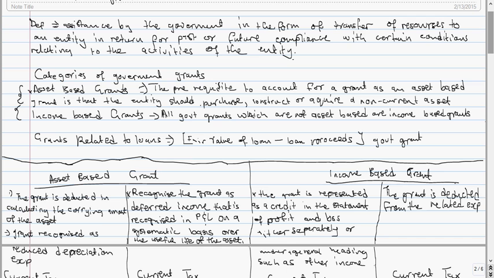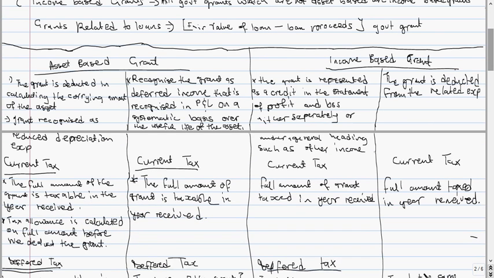And any other grant which is not an asset grant will be an income-based grant. So an asset-based grant is a grant used to acquire an asset, to construct or to purchase, any of those. And then we said a grant by definition is any assistance from the government in return for future compliance with certain conditions relating to activities of the entity. And then we said asset-based grants are treated in two ways for accounting purposes.